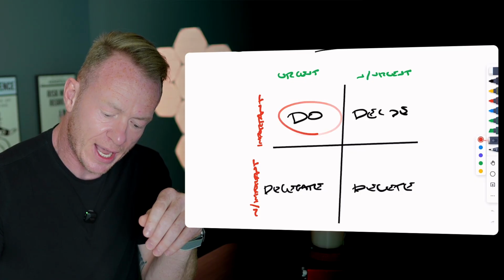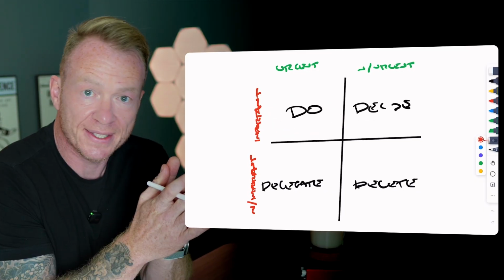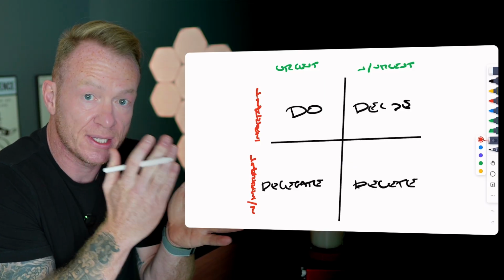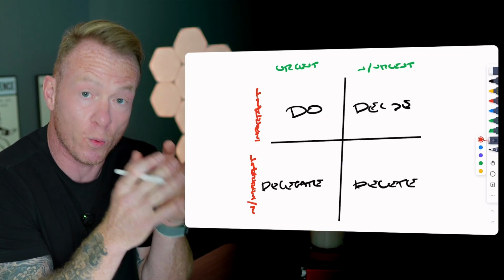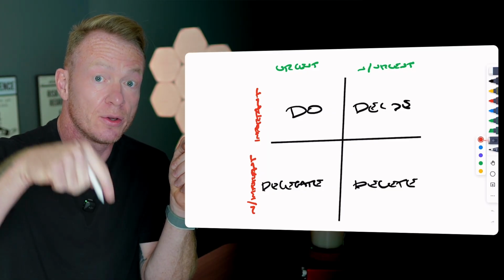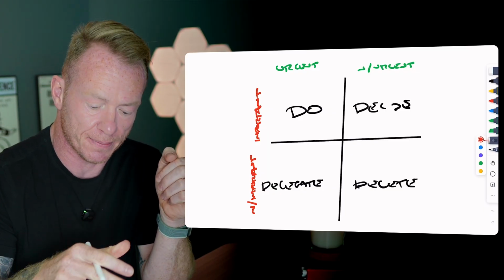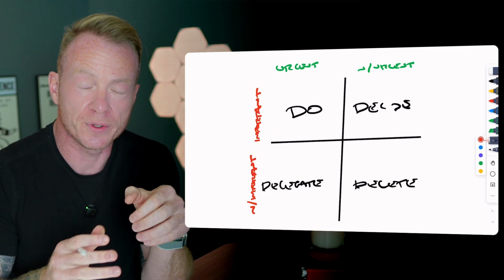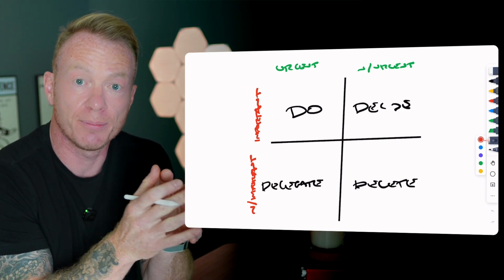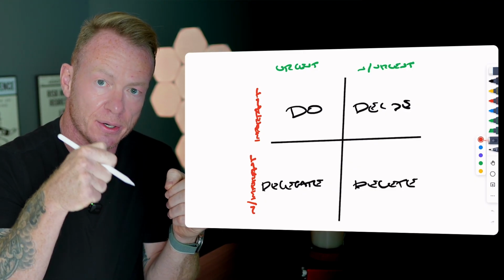So let's start off by looking at box number 1, do. What does this mean? The tasks inside here are urgent, meaning this needs to be done in the next 12 hours, 24 hours, or even 1 hour. This needs to be done right now. It's very important and urgent for my business. As well as that, it's important that I'm the one who takes on this particular task.